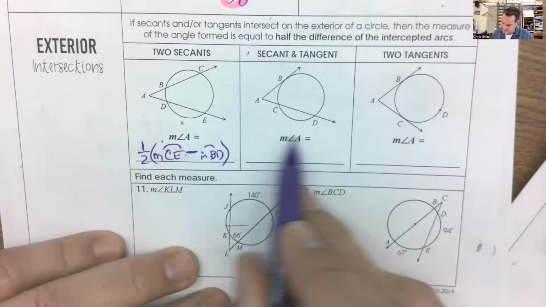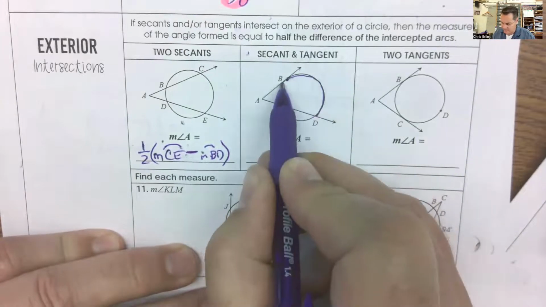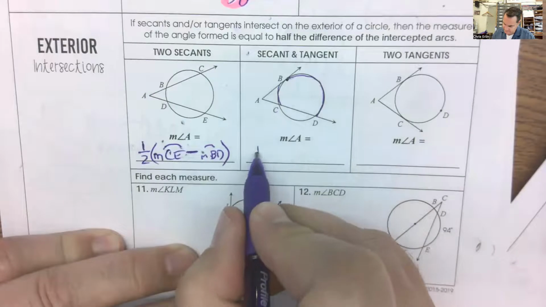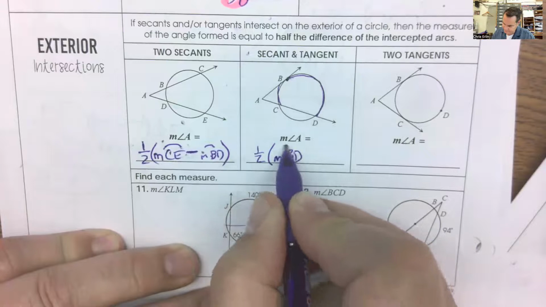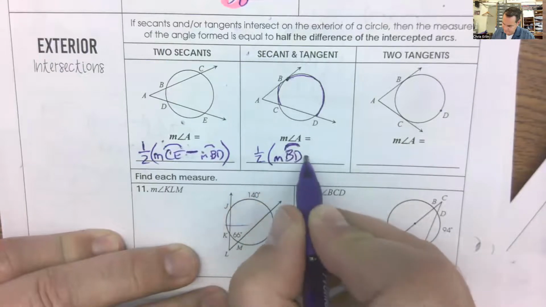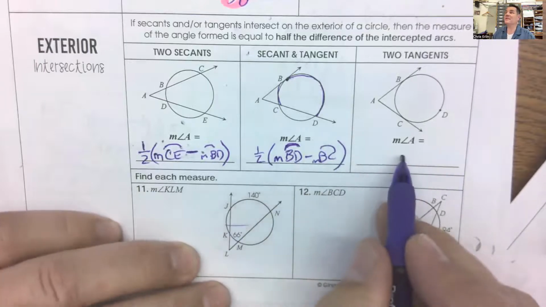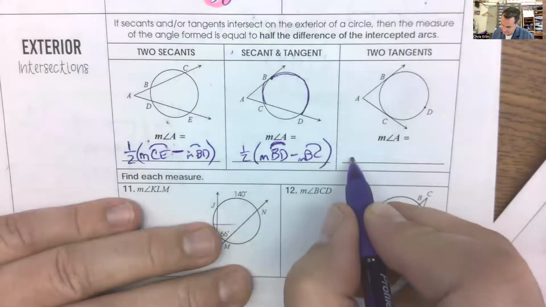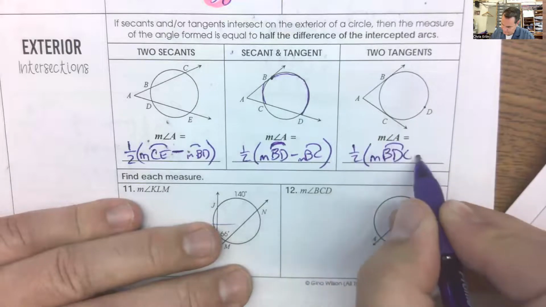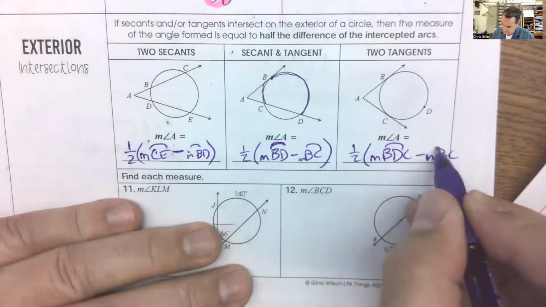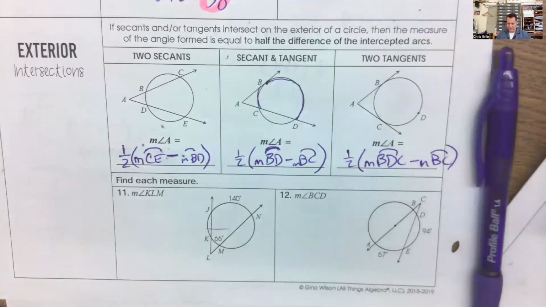And it turns out that this one's going to be the exact same formula. We're still going to be able to take the big arc minus the little arc and then take 1/2 of that. And it even works for this third case as well. So please do number 11 really quickly. It should go pretty fast.